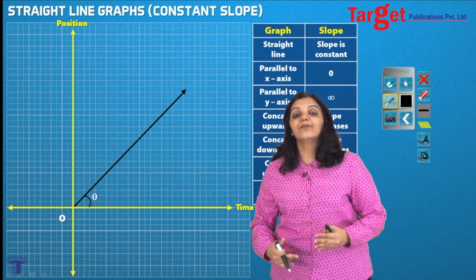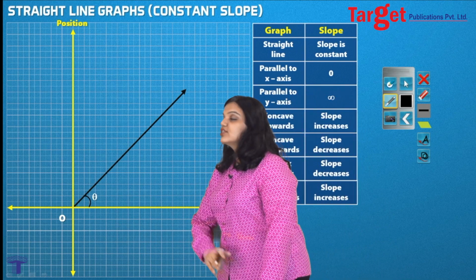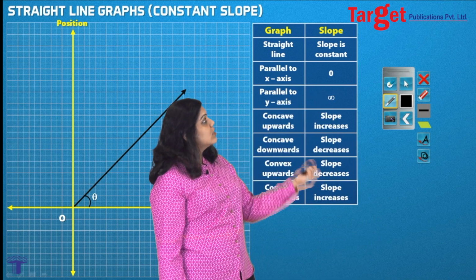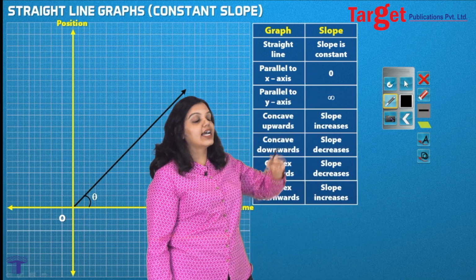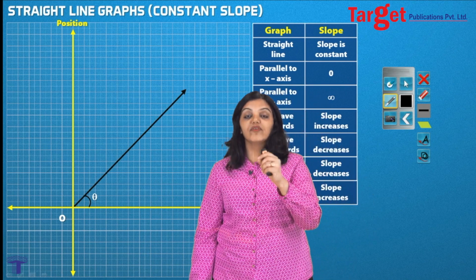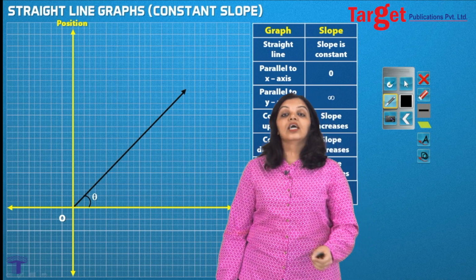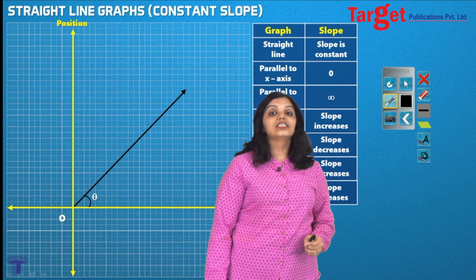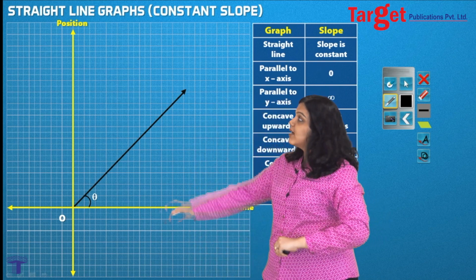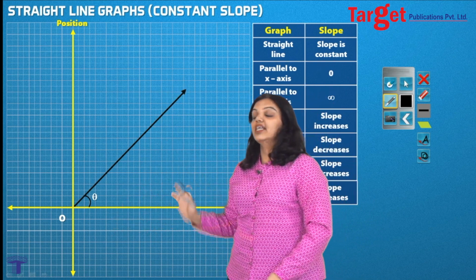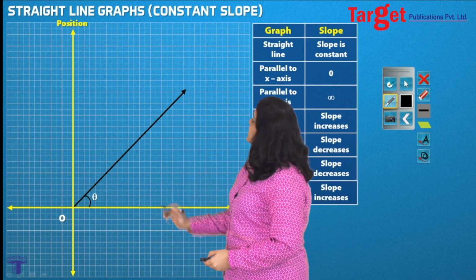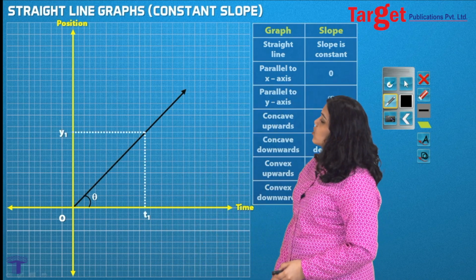The first one is the simplest one. What if you have a straight line for a position time graph? Remember our table, look at it and recall that straight lines have constant slopes. But we just learnt that the slope of a position time graph is velocity, which means that my velocity is constant. Straight lines have constant slopes, and because my position time graph is a straight line, it means that my velocity is constant. So in this case, let's look at what are the properties of this graph.